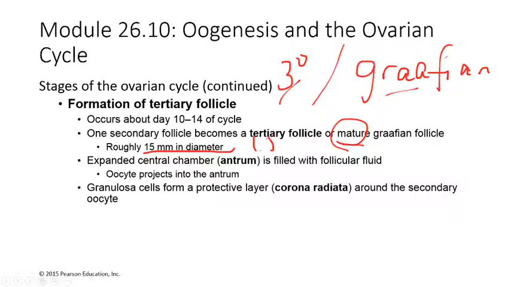There'll be an even larger fluid-filled chamber, and the outer layers will form what's called the corona radiata. This is an outer layer that is only found around this type of follicle that we start to see in this Graafian follicle.